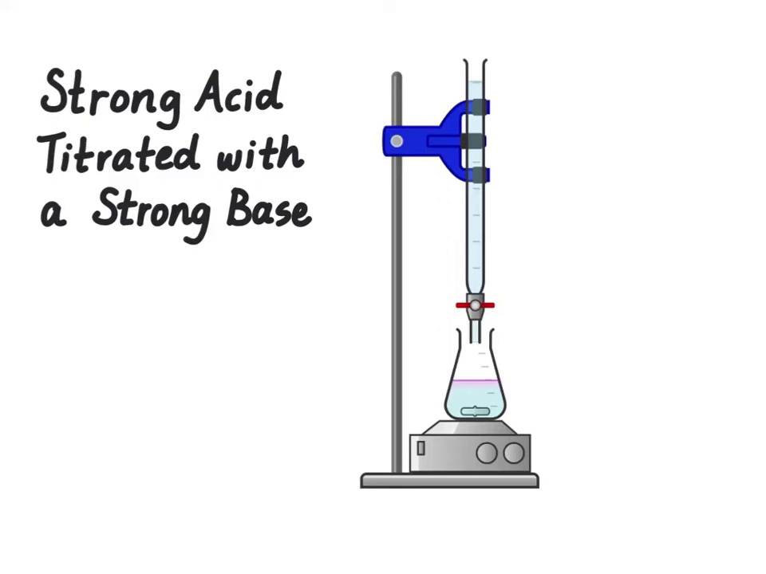In this video, we're going to look at the titration of a strong acid with a strong base. For this video, we're only going to look at monoprotic strong acids. So that includes perchloric acid, HClO4, nitric acid, HNO3, hydroiodic acid, HI, hydrobromic acid, HBr, and hydrochloric acid, HCl.